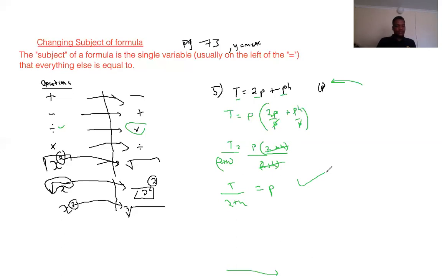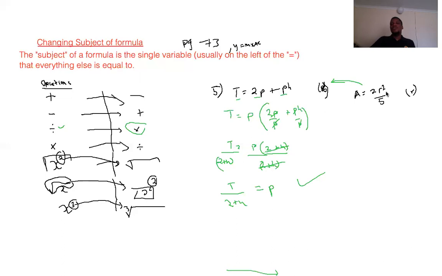Now I think I'm left with 2 more examples, then we are done. Example 6: we have a is equal to 2r squared over 5. And we are told to make r the subject of the formula. You can already sense where we are going. Remember our goal, we want to make r the subject of the formula.